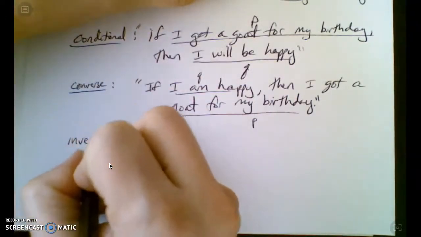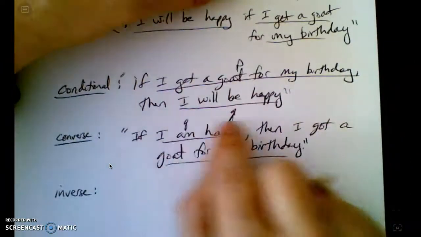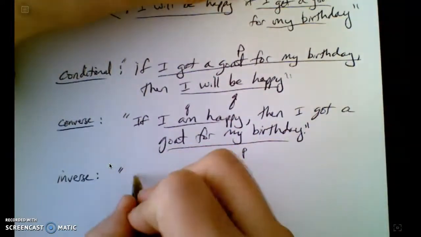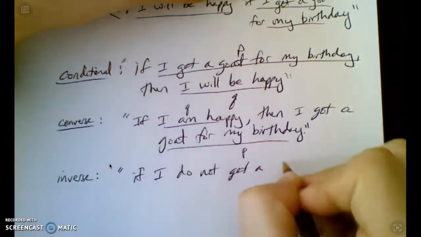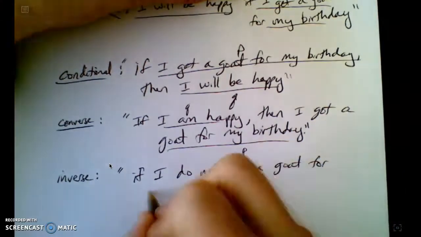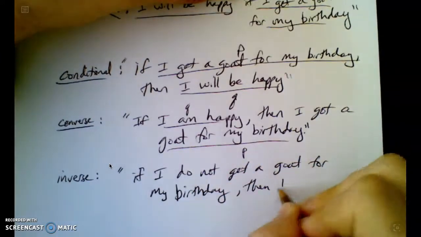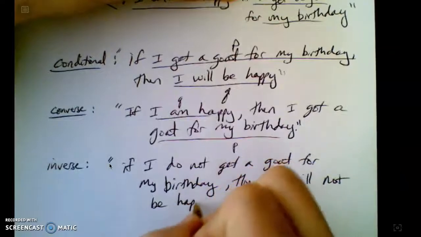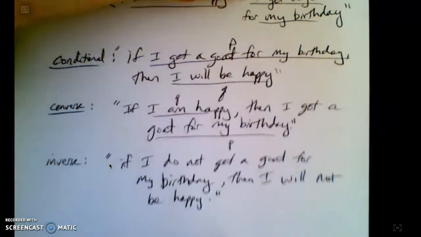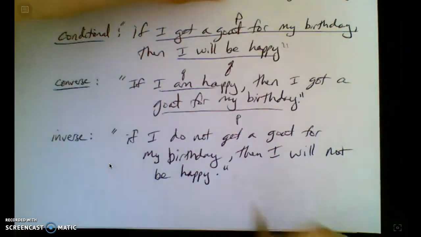The inverse would look like this. The inverse would be you keep it in the original order, but you make each statement negative. So I want to do this original order. Okay. And I want to make them both negated. So if I do not get a goat for my birthday, then I will not, it sounds like a brat, be happy. Right? Sounds like a spoiled brat. If I don't get a goat for my birthday, I will not be happy. So that's the negative version. So it's the original order, just a negation of each one.